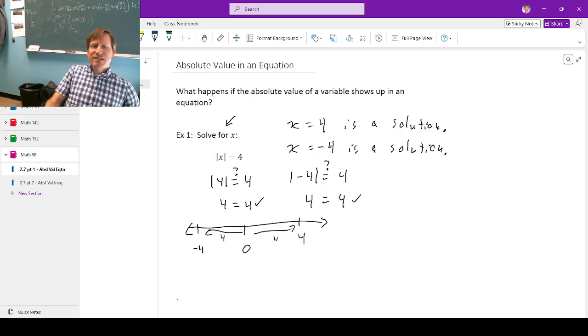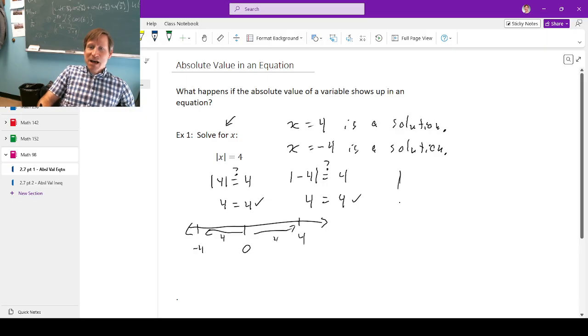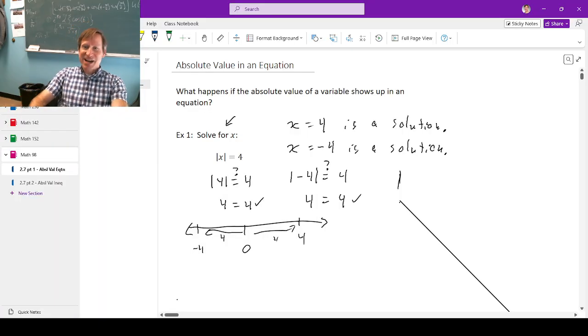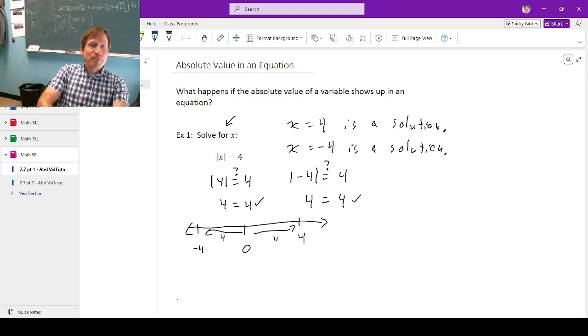So the upshot of this is when we have an equation that looks like the absolute value, oh, my screen just did something crazy. I've lost my notepad. Okay, we're back. Let me clean up this mess here.